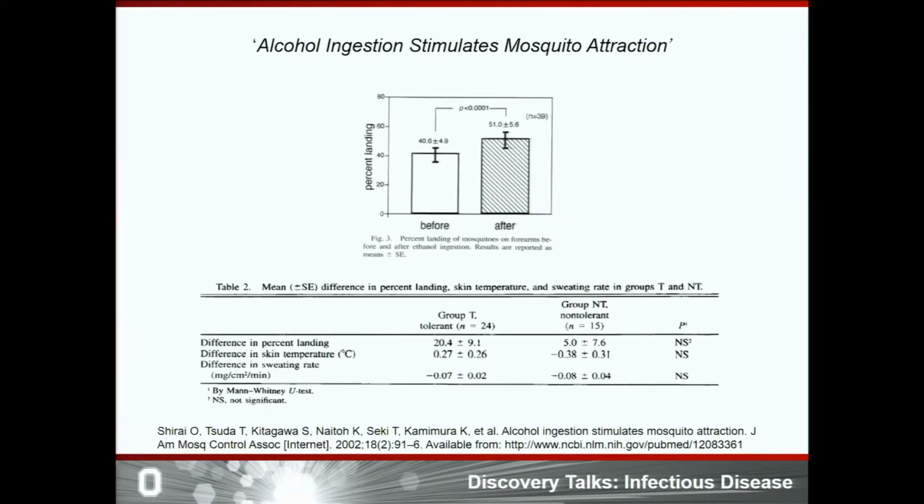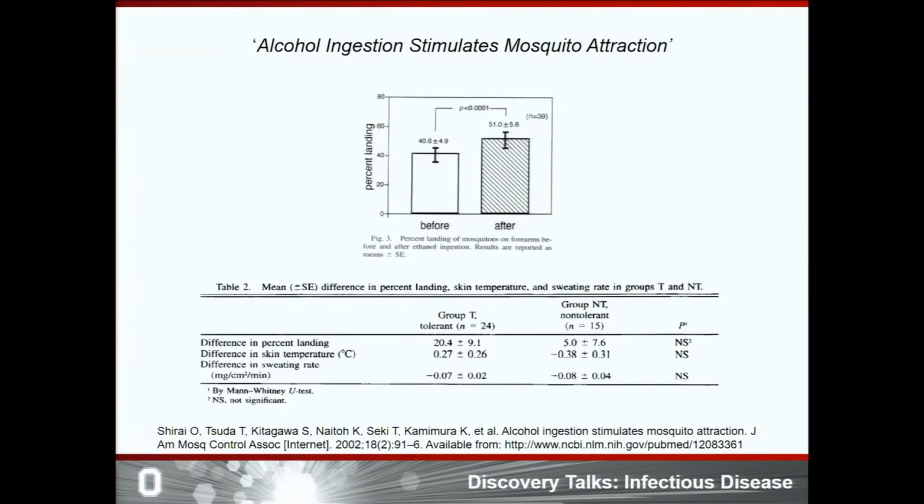There was a study done in Japan in 2002 where they gave just 1 beer to some volunteers. They measured the amount of mosquitoes that landed on these volunteers before they consumed alcohol and after they consumed alcohol, just that 1 beer. There was a 27% increase in the number of mosquitoes that landed on these individuals.